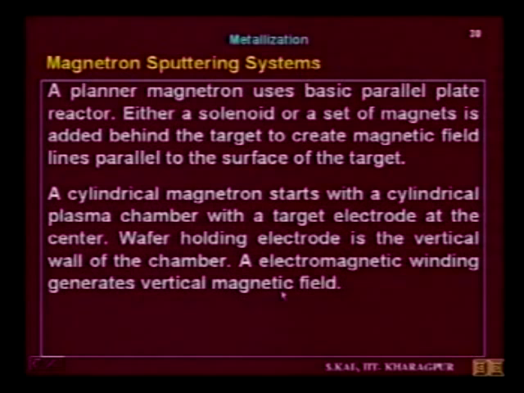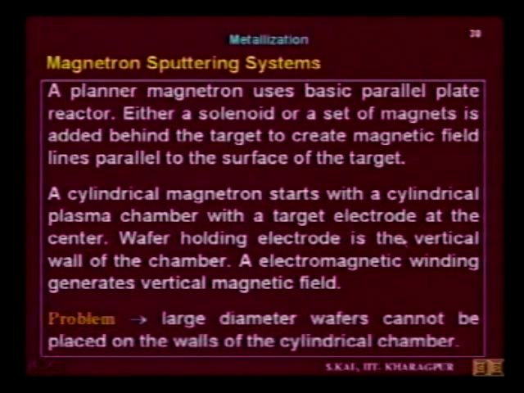So here is a problem, because the wafer holding electrode is the vertical wall. If it is cylindrical, then you cannot accommodate a large number of wafers. That is the problem. Large diameter wafers cannot be placed on the walls of the cylindrical chamber. That was the problem of the magnetron sputtering system.